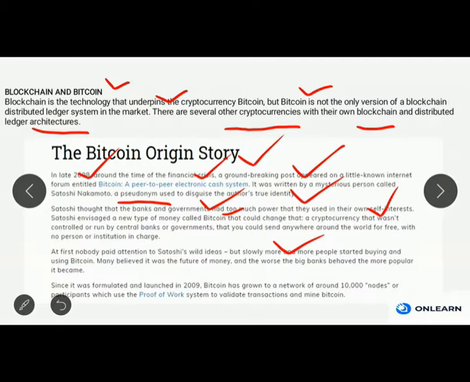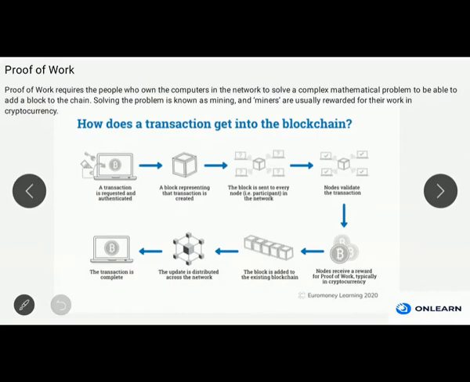Since it was formulated and launched in 2009, Bitcoin has grown to a network of around 10,000 nodes or participants which use the proof of work system to validate transactions and mine Bitcoin. So, there are two terms, that is proof of work system and mine. What are they? Let us look into that.